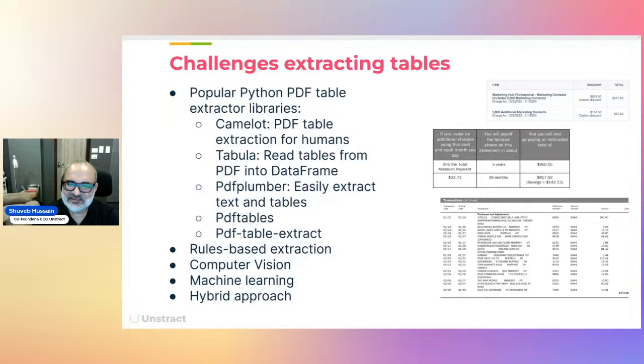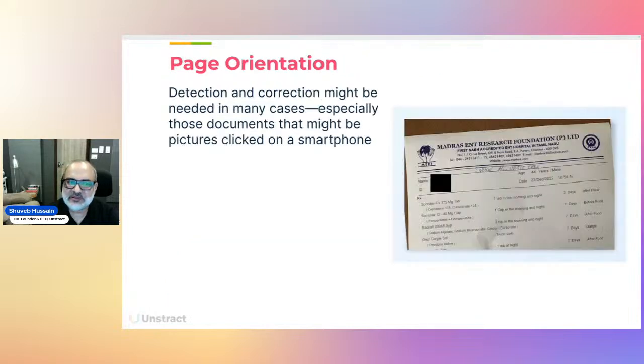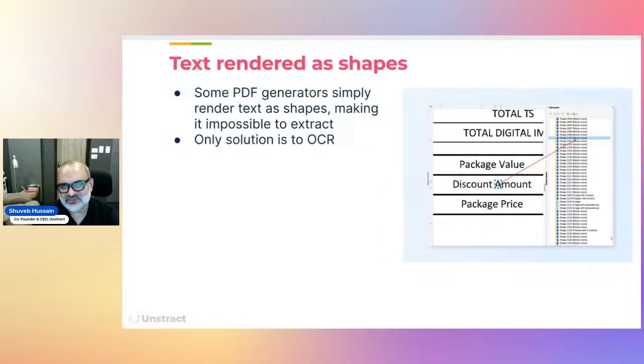And when these tables tend to span different pages, it just adds to the woes that we have as developers trying to pull out information from these PDFs, right? Now, page orientation can be a problem. So you might sometimes need to detect the slight difference in orientation and then correct it before you process, right? This is especially a pain with badly placed images on flatbed scanners, or especially true with pictures that are clicked using smartphones, right? So this is something that you might need to fix before you can extract text, right?